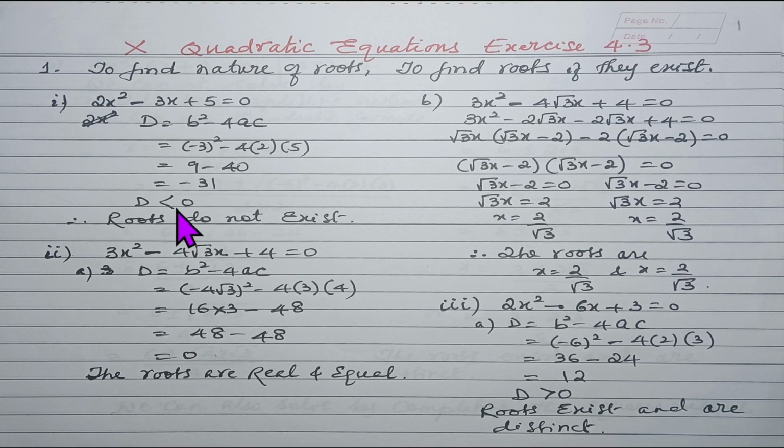So here D is less than 0, and you know that when the discriminant value is less than 0, the roots do not exist, or rather the real roots do not exist, and therefore we don't have to find the roots if they do not exist. So that is the first example.